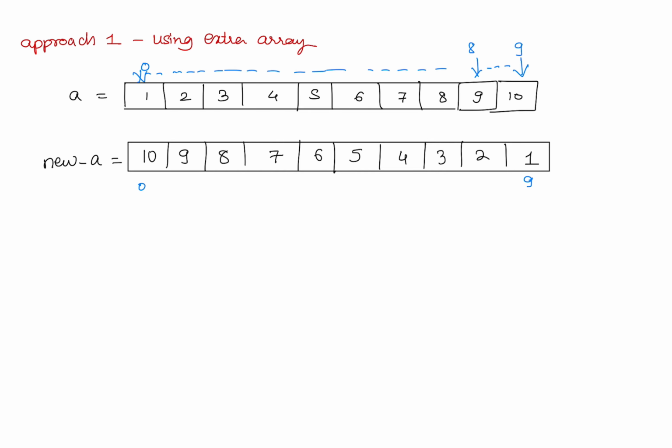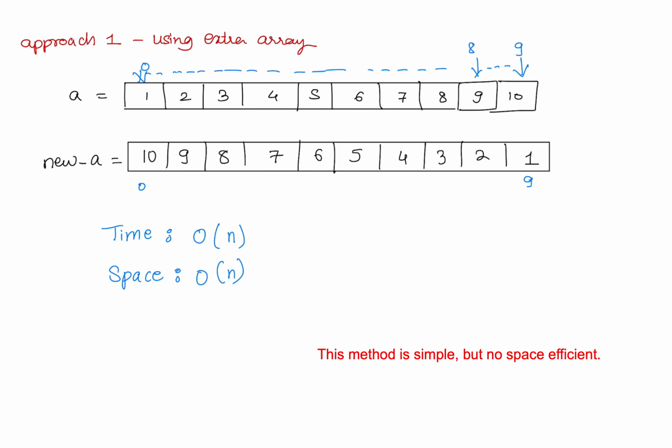Let's calculate its time and space complexity. We loop through the array once, so the time complexity is O of n. We use an extra array of the same size. Therefore, space complexity is O of n. If we have 1,000 elements in the array, then we need an array of size 1000. This method is simple but not space efficient. Let's think a little more.